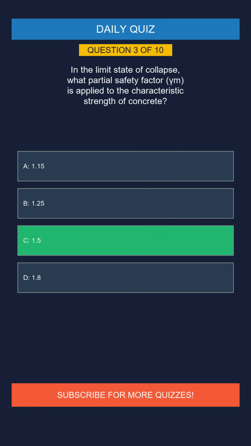Time is up. The correct answer is option C, 1.5.